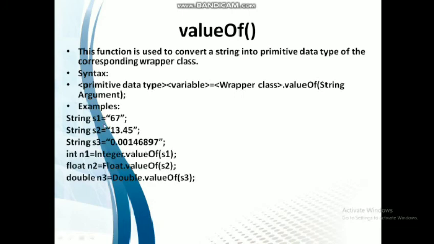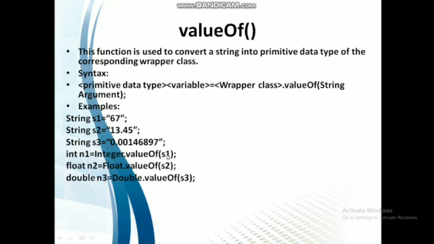Examples: string s1 is equal to "67", which is actually a string because it stays inside the double quotation marks. Then again string s2 is equal to "13.45", again it is a string, but with floating values. Then again string s3 is equal to "0.00146897", which is again a string. And again int n1 is equal to Integer dot valueOf of s1. Since 67 is an integer string, int n1 is equal to Integer dot valueOf of s1.